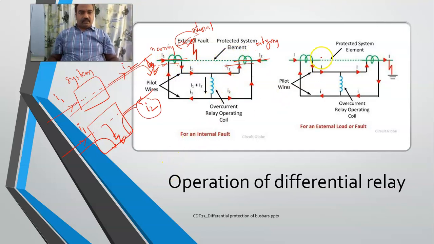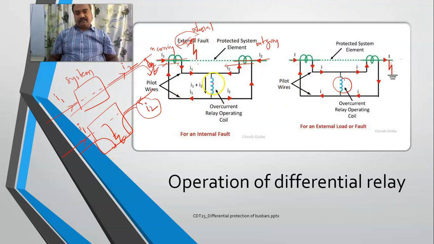Now, in this one, if the fault has occurred outside this dotted line, I1 is this, I2 is this one. So what is the difference between I1 minus I2? It will be 0, right? So the current which is flowing in this operating coil was 0 in this case. Since it was 0, no fault has been detected.